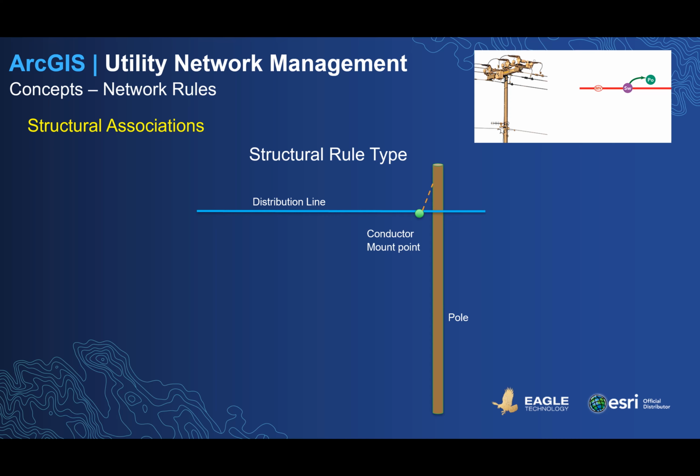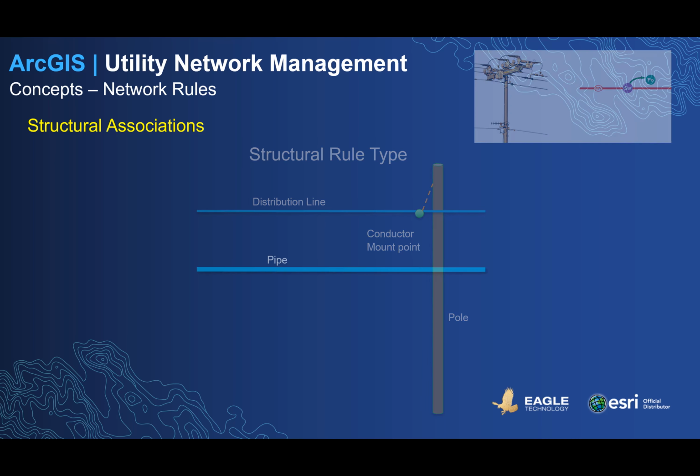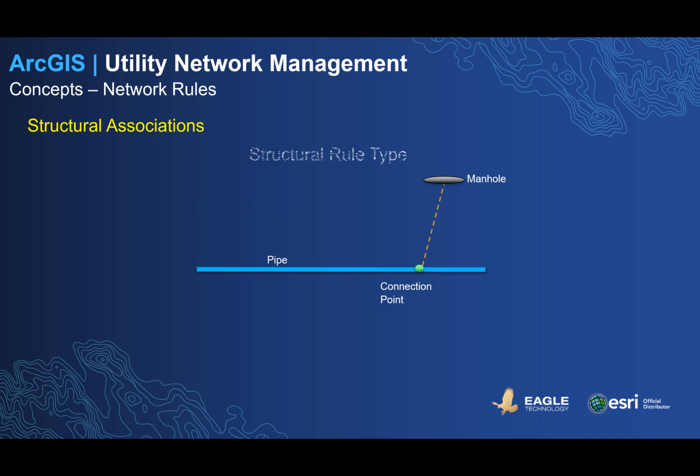You can define what features in your structure network support structural attachment associations by assigning the structure association role. Another example of a structural attachment is a stormwater manhole access point in line to a pipe. This is useful when you trace your network, but only if you want to return structures that are associated with the network, even though the resource doesn't traverse them.